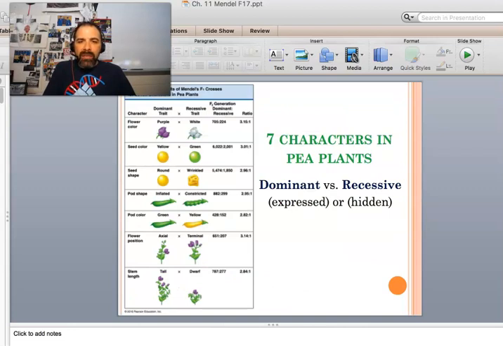And so he looked through seven characteristics, dominant versus recessive, dominant being expressed, recessive being hidden or masked. I hate that term masked, but really with the recessive traits just not being expressed. And he found this consistent close to 3 to 1 ratio. So if you look on the right side of that chart, you see 3 to 1, 3.0 to 1. So you get the idea.